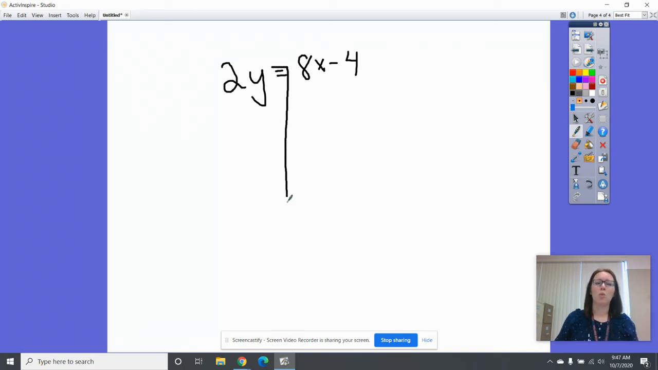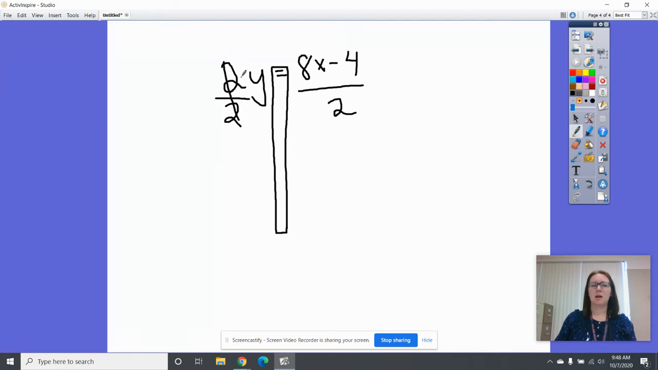So I like to draw a wall around my equal sign. It just helps keep me organized. And I have to get y by itself. So this is just like solving an equation. I have 2 times y. The opposite of multiplying by 2 is divide by 2. If I divide by 2 on one side of my wall, I have to divide by 2 on the other side of the wall also. So divide by 2. And because I did the opposite, this is gone. Well, now I have y equals 8x minus 4 all divided by 2.